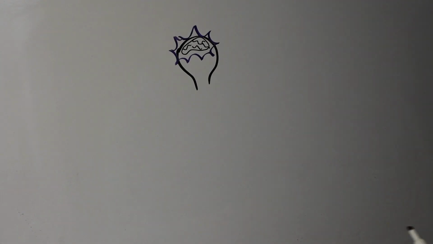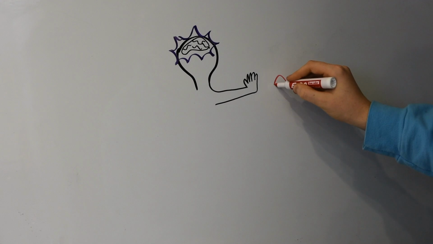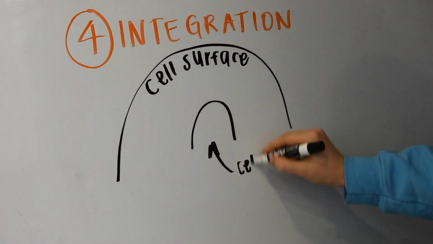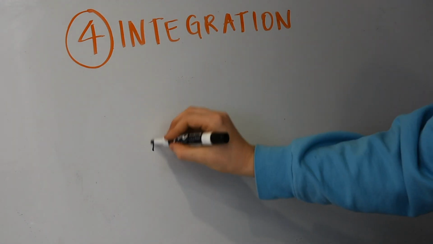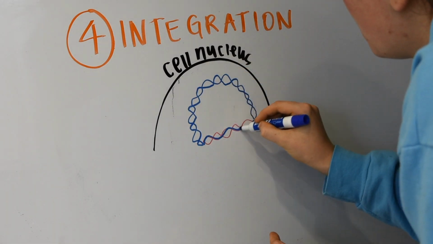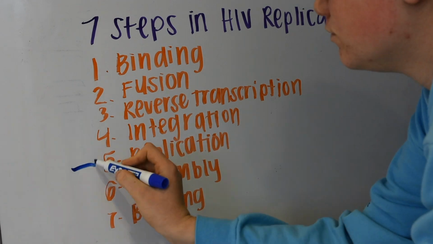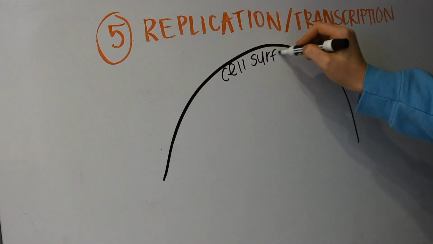Our body is smart, so whatever it doesn't recognize, it tries to fight off. However, since there's now HIV DNA, the body recognizes it as a friendly piece of DNA and lets it enter the cell nucleus, where the cell's DNA is stored. The integrase enzyme lets the HIV DNA integrate or insert itself into the DNA of the cell. After this step is the replication or transcription, the 5th step.